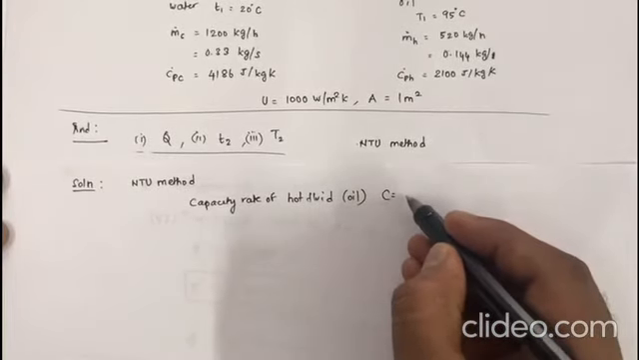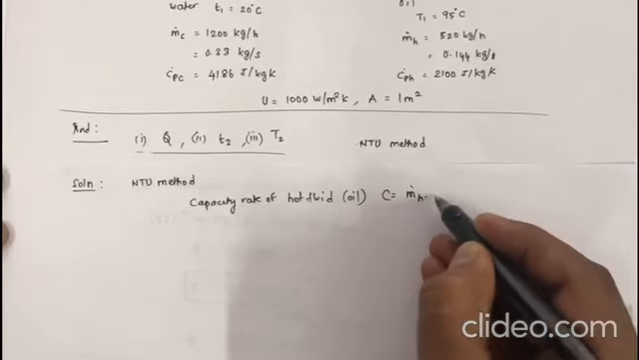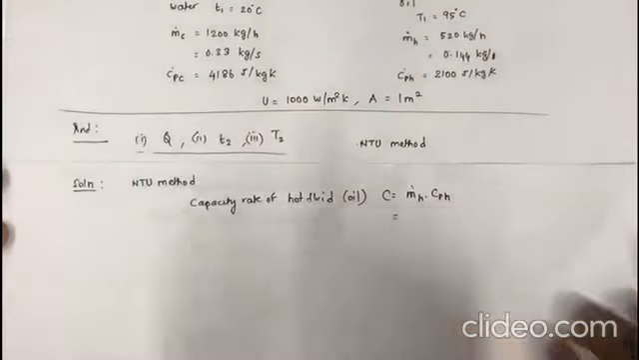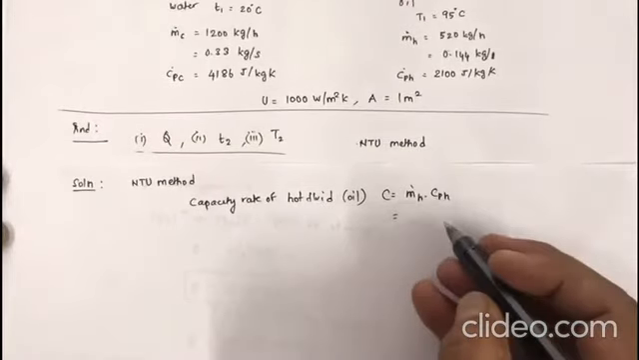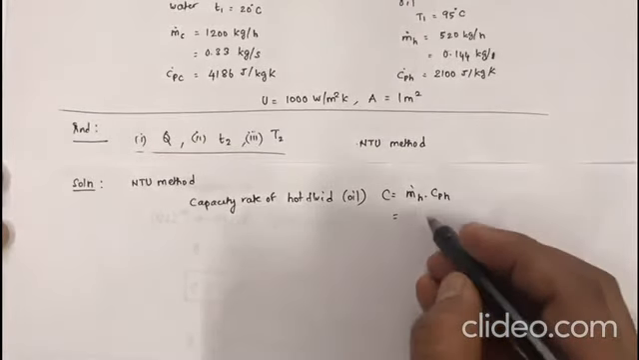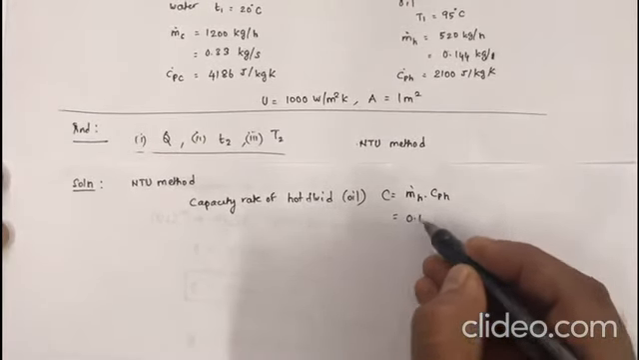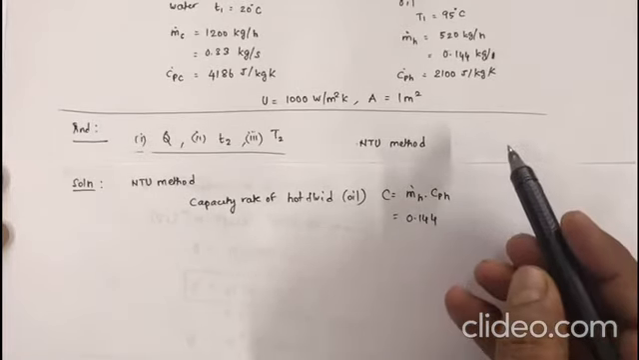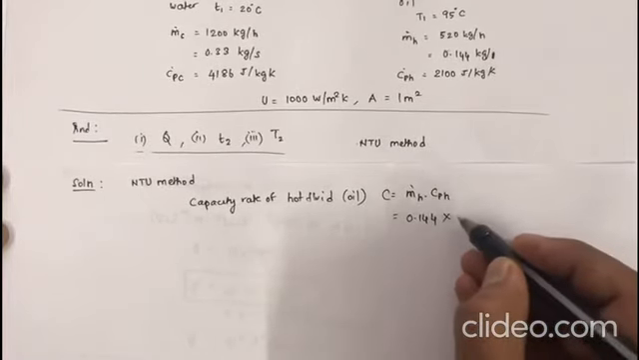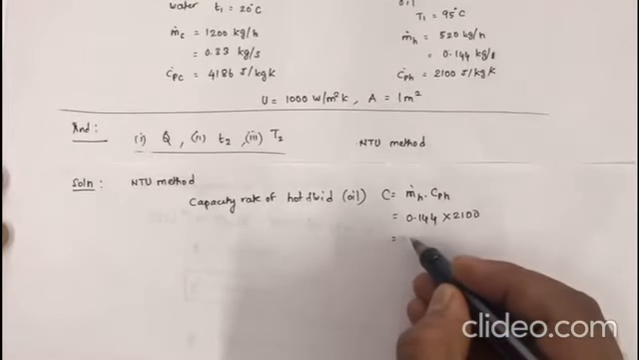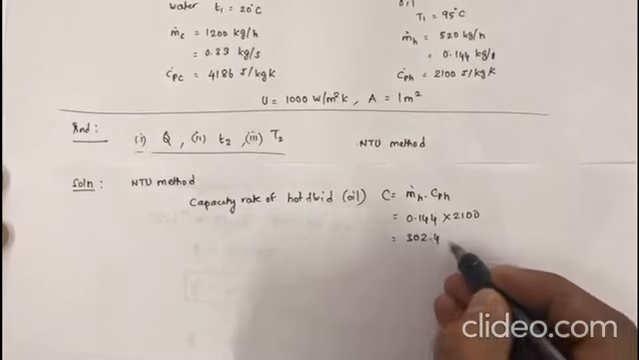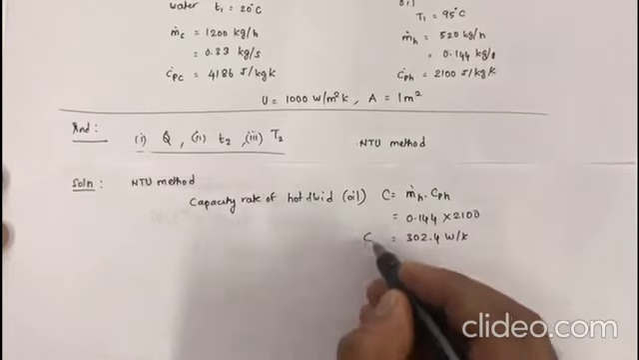It is m dot h cph. So now the mass flow rate of the hot fluid, oil, is given as 0.144 multiplied by 2100. So we get the capacity rate as 302.4 watt per Kelvin.